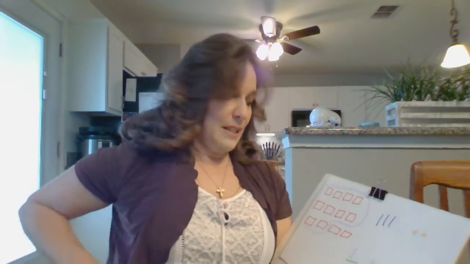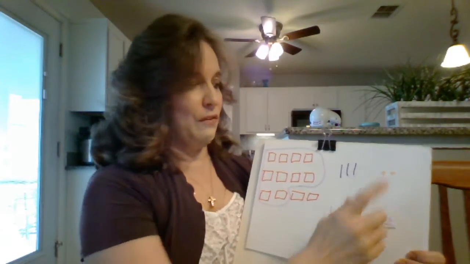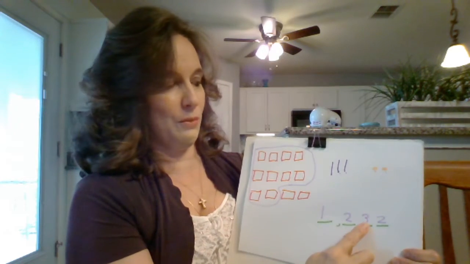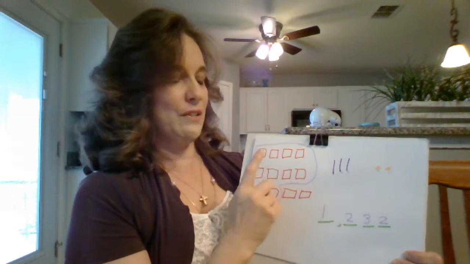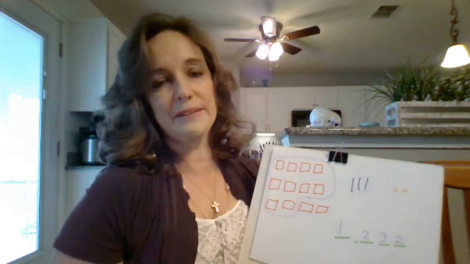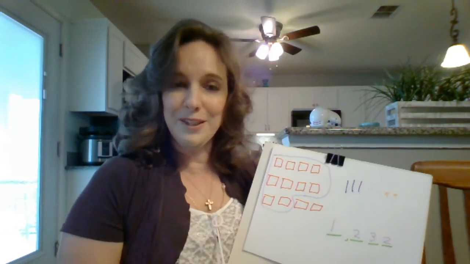So if you're noticing, every time you have 10 of these, it has to move to a group of 10. If you have 10 groups of 10, it becomes a group of 100. If you have 10 groups of 100, it becomes 1,000. So it's a base-10 number system. So you are learning big things.